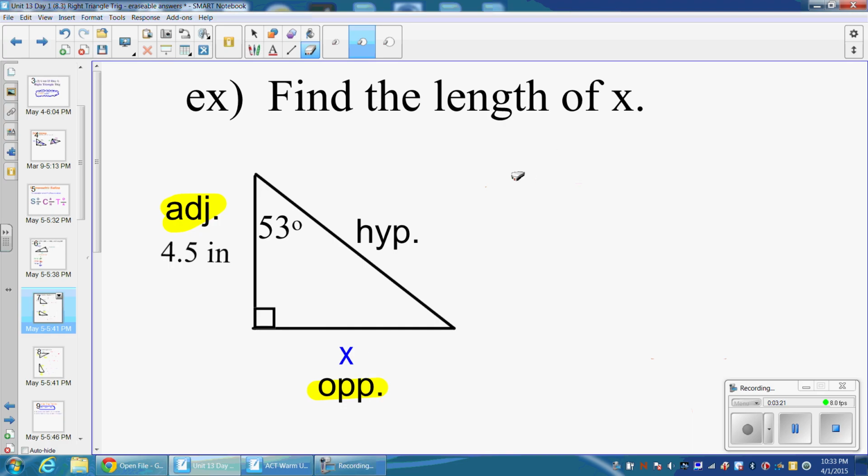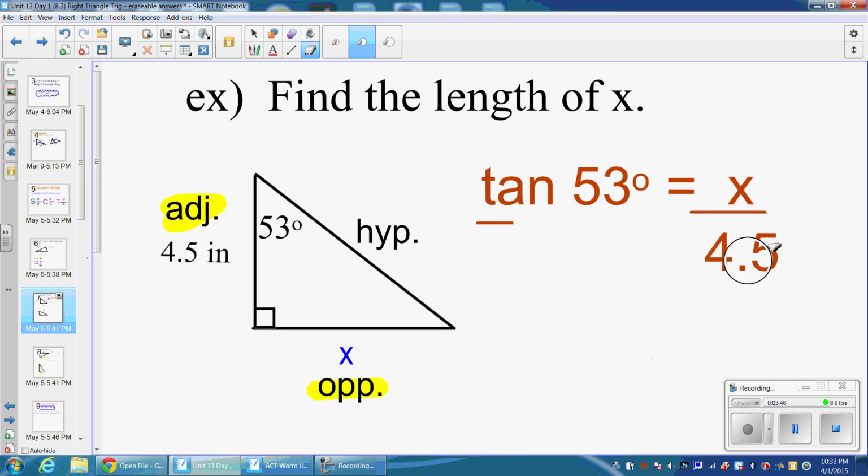O and A is the TOA part, so we're going to be working with tangent. When you write a trig ratio, you always put the angle in the trig ratio. So it's tan of a degree. So the angle they give us is 53 degrees. So you start with tan of 53 degrees is equal to the opposite over the adjacent. So that's x over 4.5. So this is what you set up first. Tan of 53 equals x over 4.5. I always put this over 1. And the next step is just going to be to cross multiply.